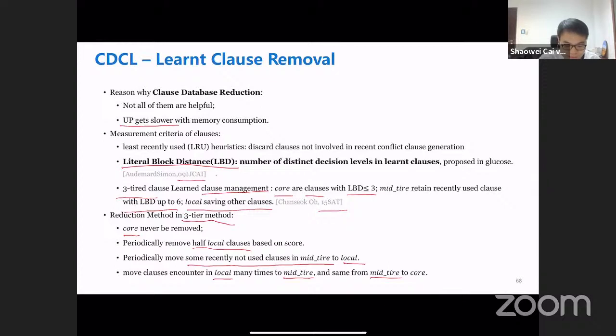So for this three-tier method, we have the experience that the number of core clauses will not increase dramatically, because we never delete these core clauses.